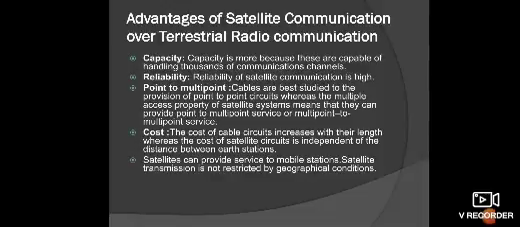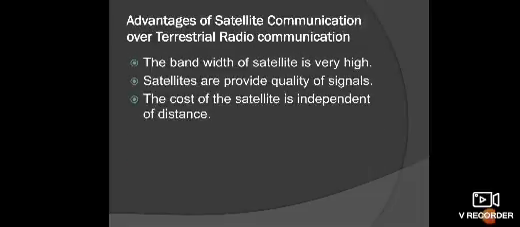and it has the probability to provide some services to those mobile stations also. So the satellite transmission is not restricted by geographical conditions. It is not going to be based on geographical conditions. Okay, so that is the advantage of satellite communication over terrestrial radio communication.